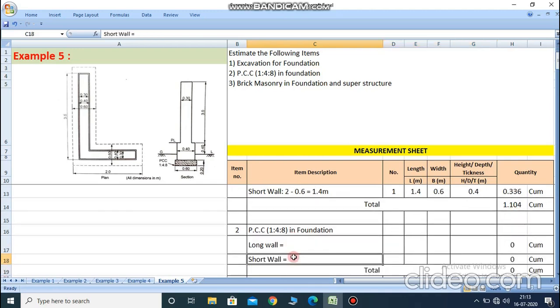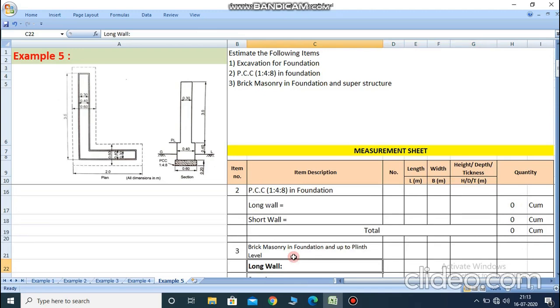And excavation is always found in cubic meters. Now we find out the PCC work. So PCC work for a foundation. Here in the PCC work, we calculate the same way as the long wall and short wall.